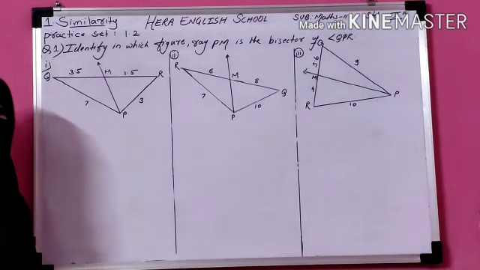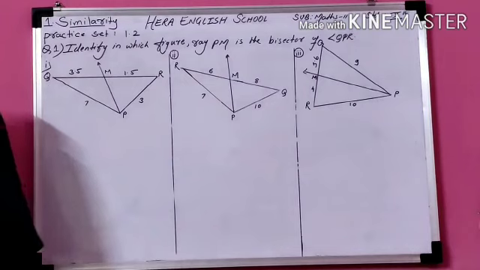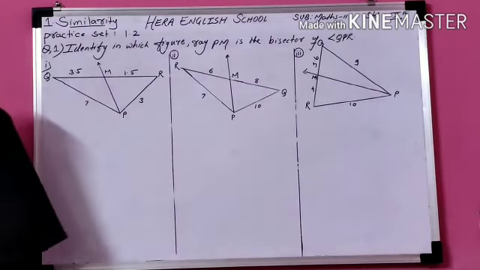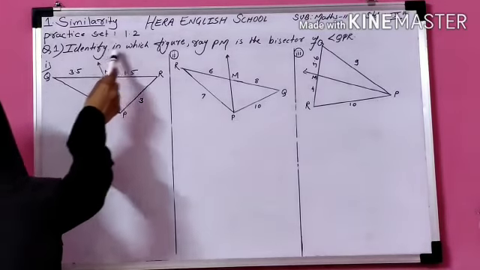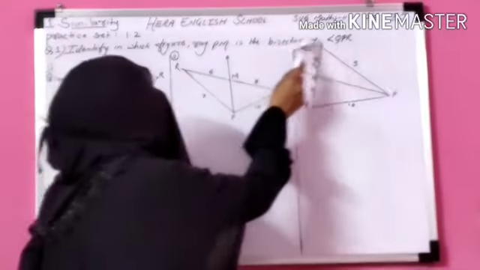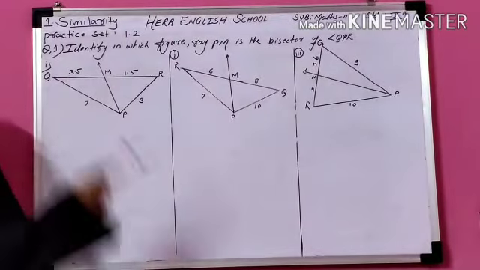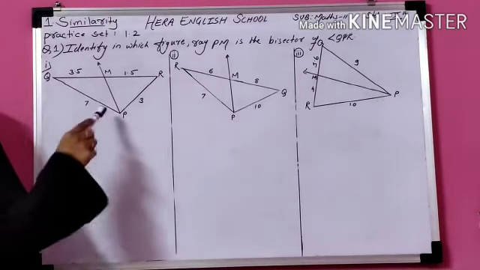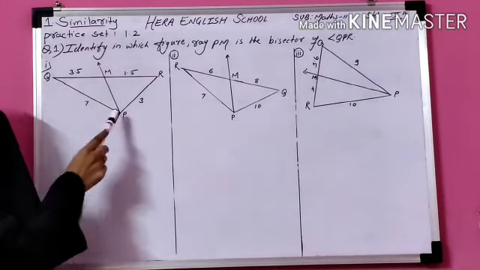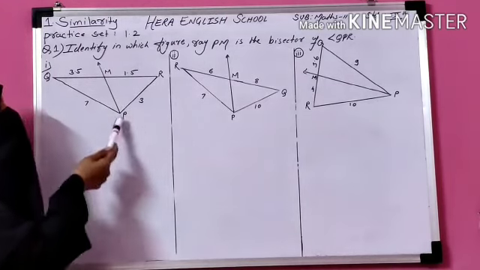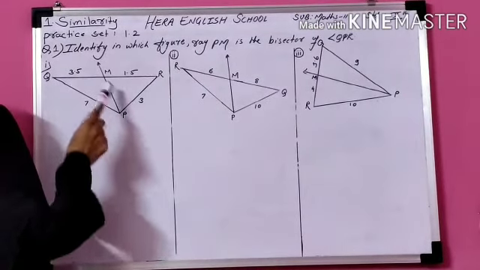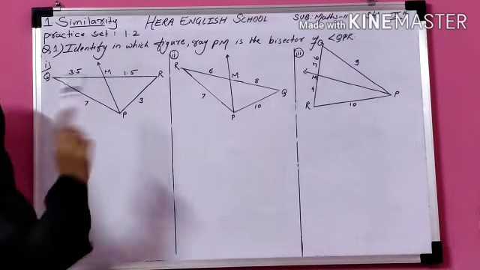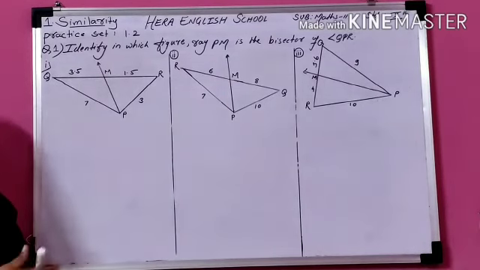Let's start practice set 1.2. Question number 1. Here you can see that some triangles are given to you and the lengths of line segments are given, and you have to identify in which figure ray PM is the bisector of angle QPR. In all these questions, you have to identify whether PM is the bisector of angle QPR, angle P in short. Recall in your mind which theorem you can apply here.